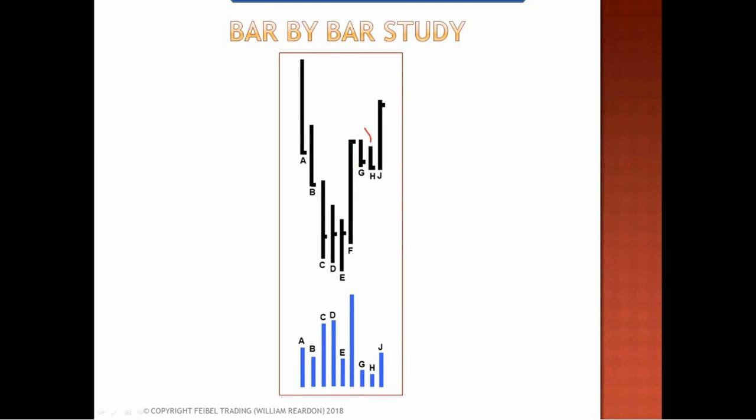Then bar H, narrow spread, narrower still on even lower volume, closing weak on its lows. So technically, yes, this is a down bar. This bar is extremely bullish. The force of selling, the activity on this bar is very weak. There's no ability for lower prices. If we combine this with G and H, we can see there's no selling pressure.